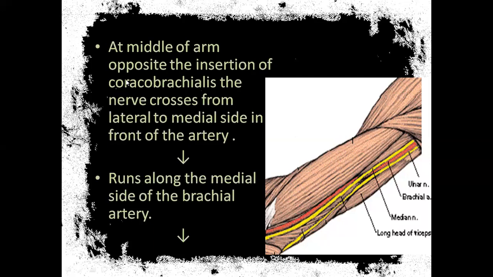See, at the middle of the arm, opposite, that means at this point, the insertion of coracobrachialis, it is changing its course. From the lateral side, it has now become medial. It runs along the medial side of the brachial artery. Okay, this is the course of the median nerve in the arm.